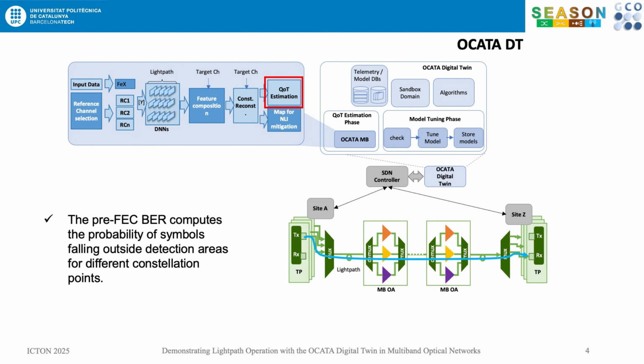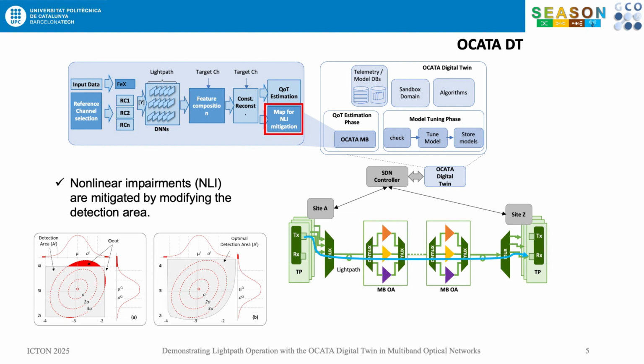The Ocata NDT then estimates the QoT of the proposed light path and checks to see if it satisfies the QoT threshold of the related modulation format. The QoT estimation block is used to compute the probability of symbols falling outside of detection areas for different constellation points. The QoT of a light path can be represented as a pre-FEC BER. If the QoT threshold is satisfied, it will inform the SDN controller, who establishes the light path. The model is then saved to the model database.